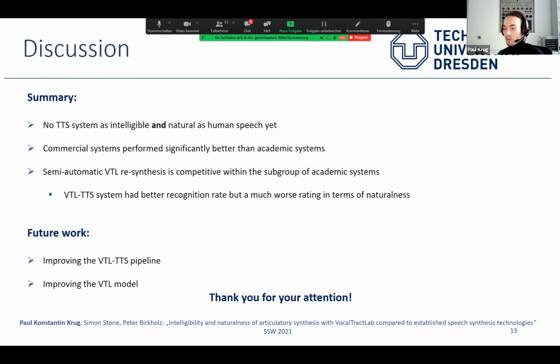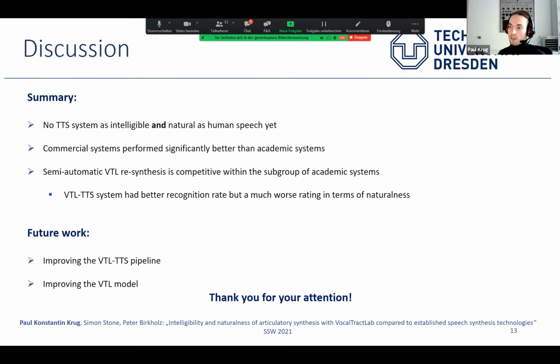We could also see that the Vocal Tract Lab text-to-speech pipeline has room for improvement, because in terms of naturalness it was worse than the resynthesis. Of course, it can be improved with better pitch and phone duration modeling. And in order to improve the intelligibility of Vocal Tract Lab, we have to improve the simulation itself.